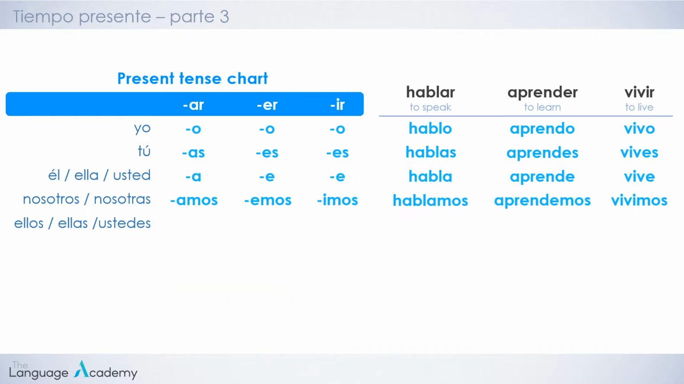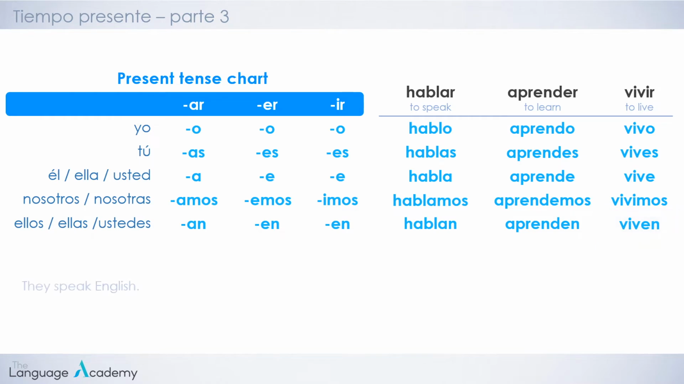The endings for the ellos, ellas, and ustedes case are an, en, and en. So how do you say in Spanish, they speak? Ellos hablan. How do you say in Spanish, they learn? Ellos aprenden. And how do you say, they live? Ellos viven.